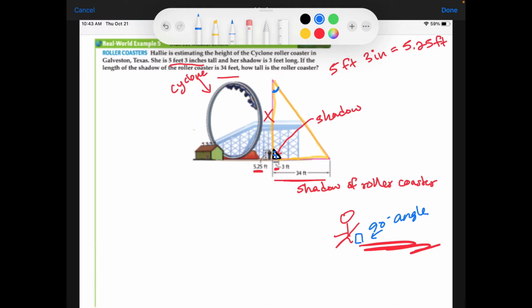This angle is the same as this angle at the top there, because if you have the sun here, this is the sun, the sun is shining down at the same angle from the top of the roller coaster to Haley standing. So it's the same angle for both. Now, because we have two angles that are the same, these two triangles are similar by the angle similarity.